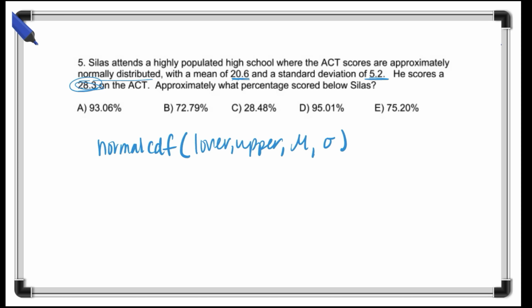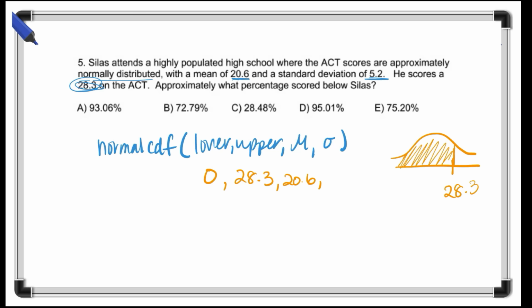So what we know, the upper is we want to figure out again, like here's Silas, here's that bell curve, and it's got about 28.3, right? So we're trying to figure out the lower side of that, right? So we know the lower has to be 0, right? That's the lowest you could get. The upper is going to be Silas's score. We're also then going to put in our mean, which is 20.6, and our standard deviation, which is 5.2. So the answer that we will get is 0.9306, but then changes of percent would be option A.